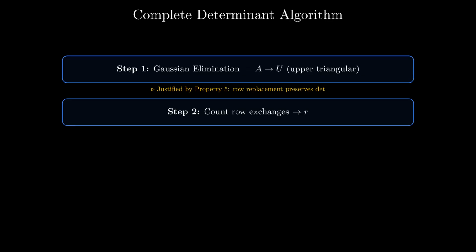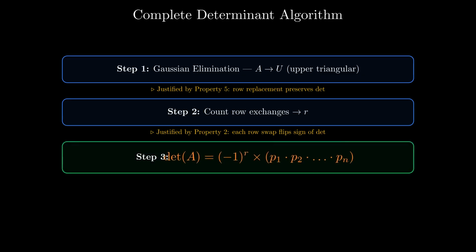Step 2, count every row exchange you performed during elimination. Call the total R. This matters because of property 2. Each row exchange flips the sign of the determinant. Step 3. Compute the determinant as -1 to the power R times the product of all pivots.